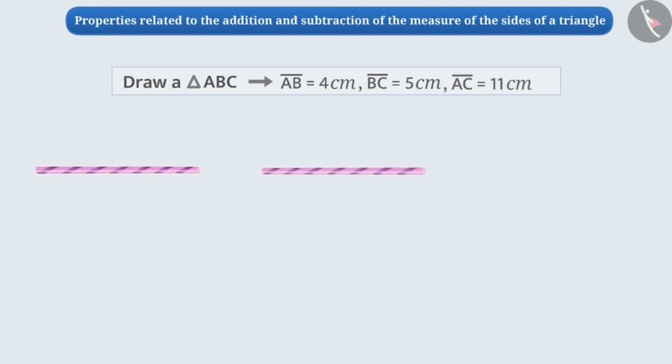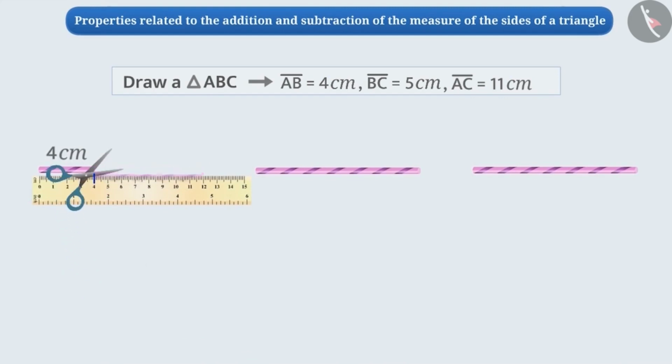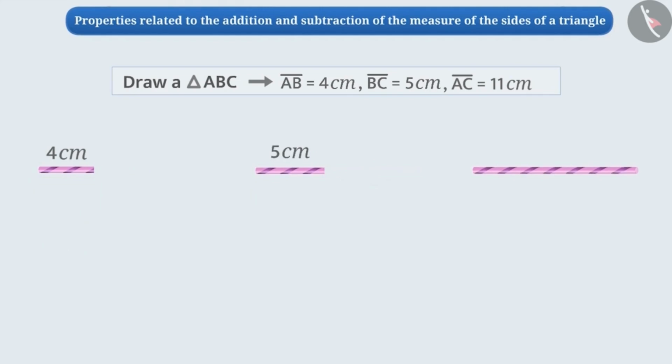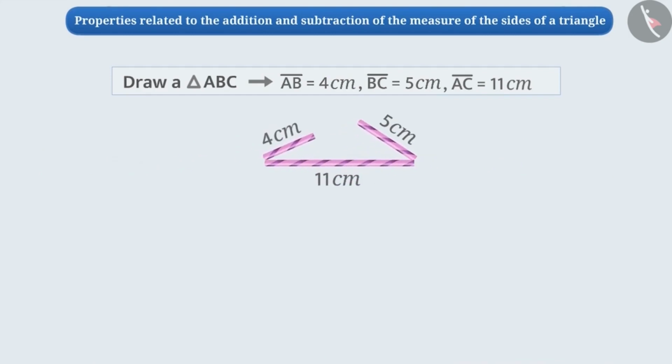Here, we have taken 3 straws. Let's cut this straw at 4 cm using scissors or a knife. Similarly, we will cut this straw at 5 cm and this one at 11 cm. Now we will try to draw a triangle using the straws of lengths 4 cm, 5 cm and 11 cm. As you can see, we are not able to draw a triangle using the measure given here.